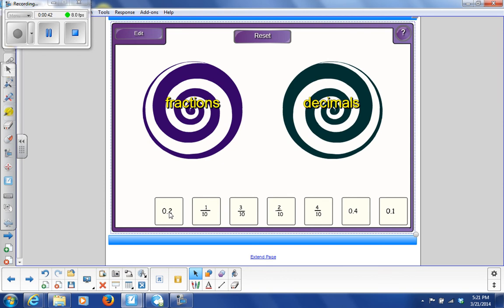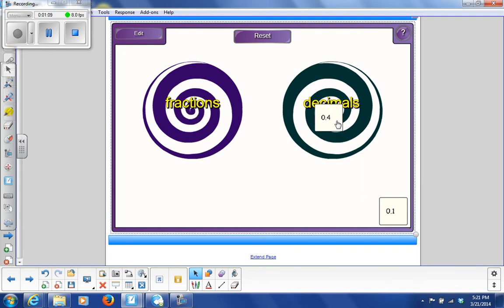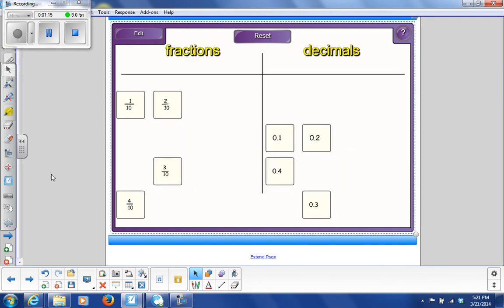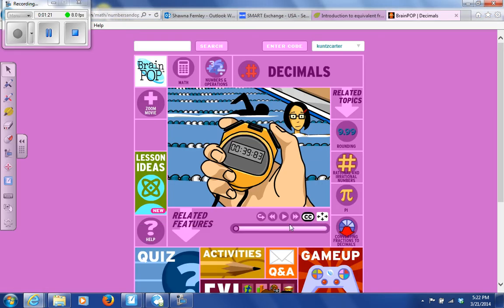Good, decimal. What about this one? Decimal. This one looks familiar. What's this one? Fraction. And this? Fraction. Fraction. Fraction. Decimal. And decimal.